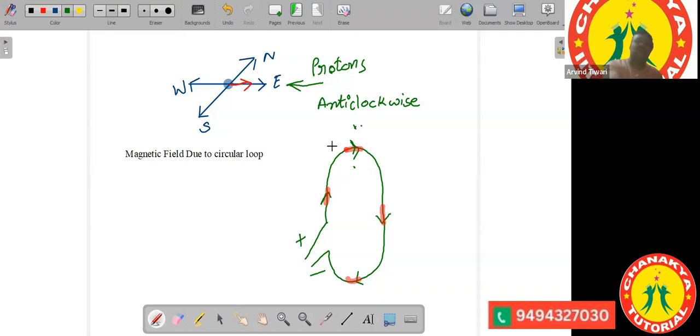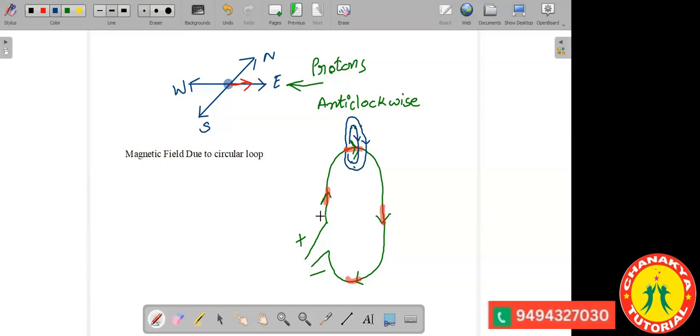So here we observe that the magnetic field lines are coming outward. Here we observe they are entering inward. So we can make the magnetic field lines at these points like this. I can make the magnetic field lines to be like this. Okay. Then, are you getting it? Is this correct?